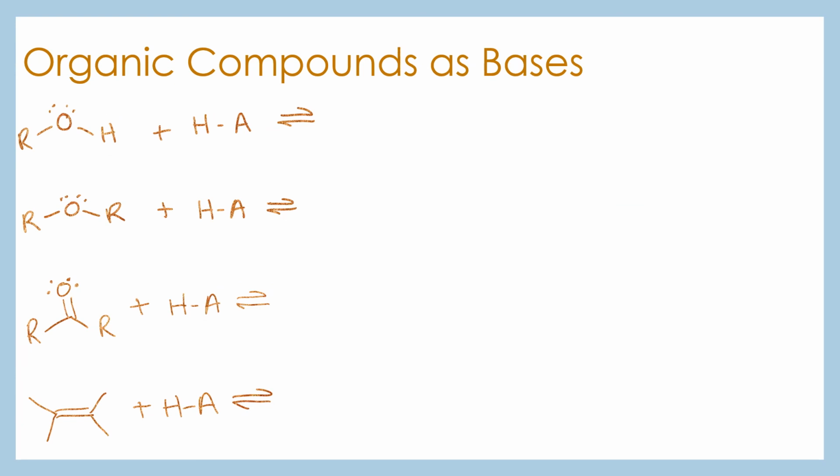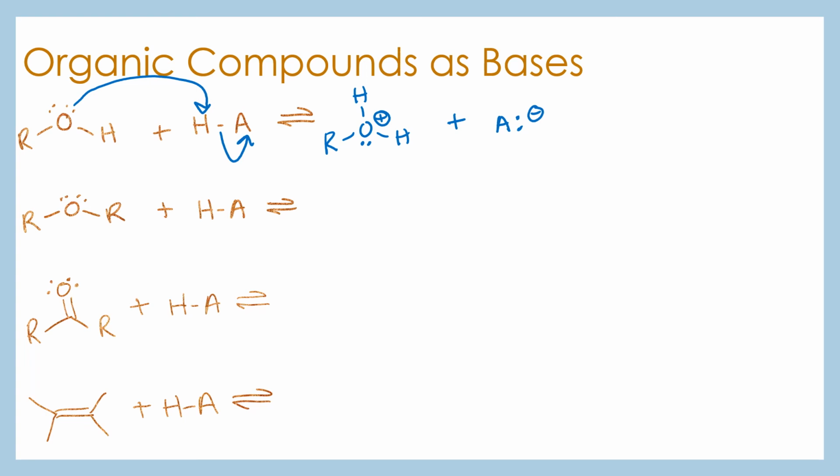So let's take a look at organic compounds as bases. If we have an alcohol reacting with HA, which we'll call HA just a generic strong acid, an alcohol is very, very similar to water, and its reaction with a strong acid is going to be very similar to water. It's going to pick up the proton, break the bond between the proton and the A, whatever that is, and now you have an oxonium ion, which is equivalent to the hydronium ion formed with water and acid. And you would have the conjugate base, A-.